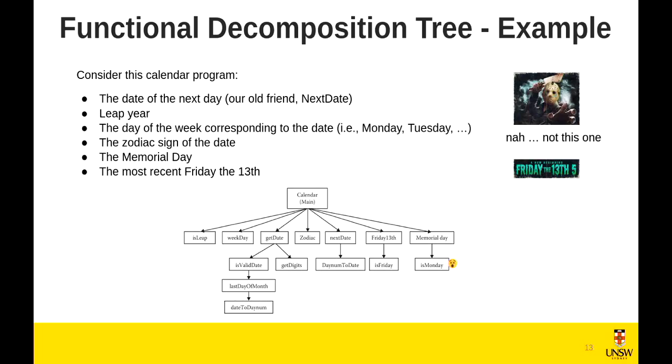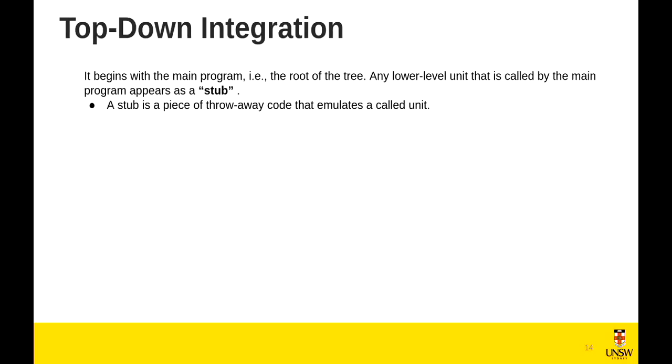And let's see what kind of decomposition or integration strategies we can build based on this functional decomposition tree. So the first one is we can do top-down integration. In top-down integration, we begin with the main program or the root node in the tree. And any lower level unit called by the main function is considered as a stub. A stub is a piece of throwaway code that emulates the called unit. So we don't really need to have the actual code of the stub. It is like dummy code, or maybe a switch, or maybe just a mapping between inputs and desired outputs. So we don't really need to have the implementation of those stubs.